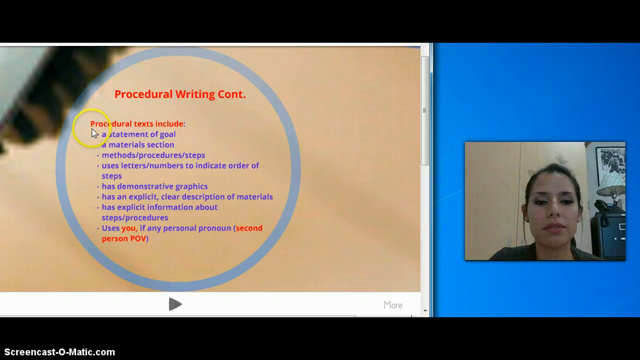Common features of procedural writing include a statement or goal, a materials section, methods, procedures, and steps. It uses letters and numbers to indicate the order of the steps, and it has demonstrative graphics. And as far as pronoun use, it uses the word you, if it uses any pronoun at all. It doesn't necessarily need to use pronouns.